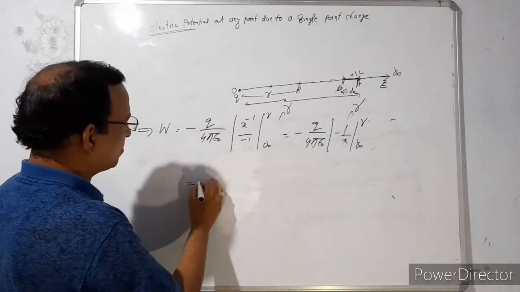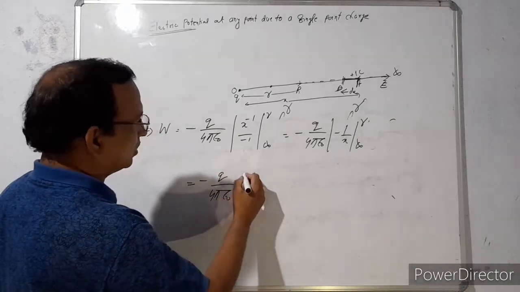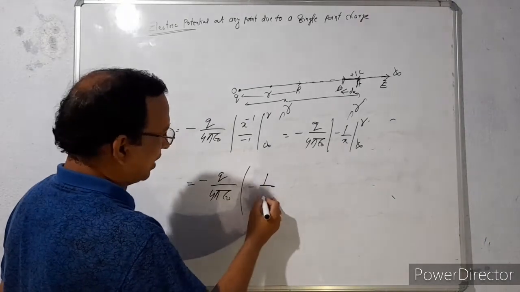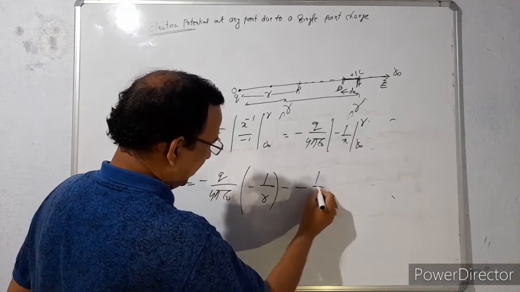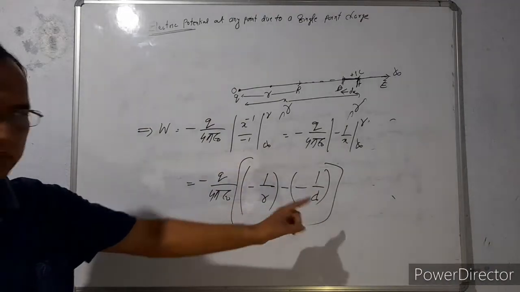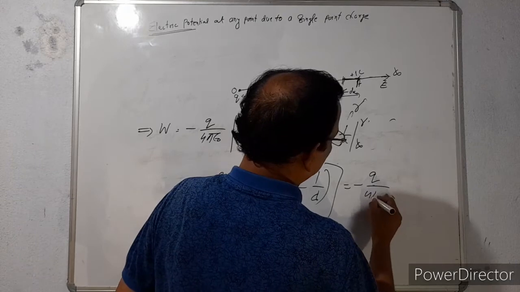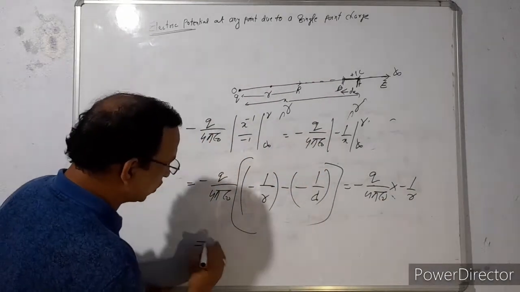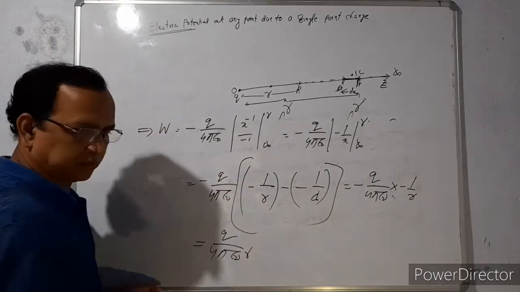W is equal to minus q by 4 pi epsilon naught, upper minus lower: minus 1 by r minus of minus 1 by infinity. 1 by infinity is 0. So that is equal to minus q by 4 pi epsilon naught into minus 1 by r. So that is equal to q by 4 pi epsilon naught r.